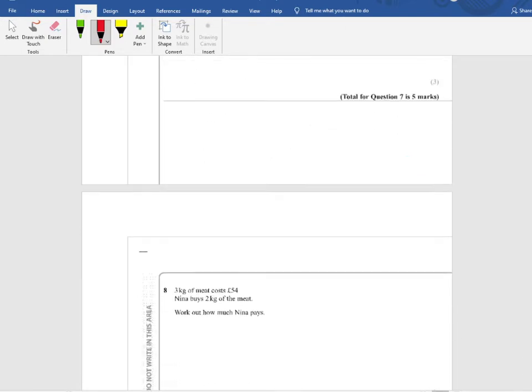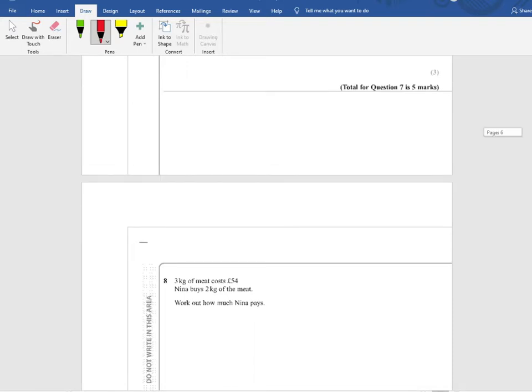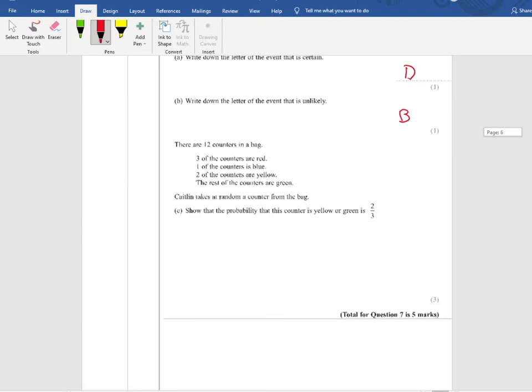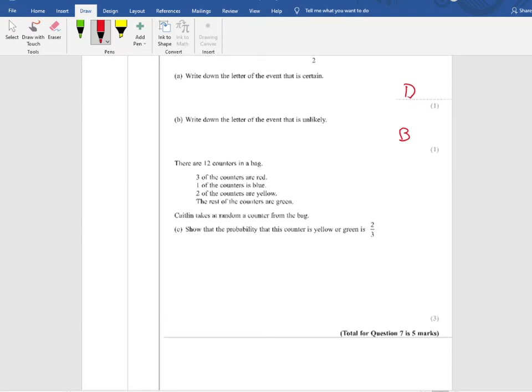There are 12 counters in the bag, wherever the bag's gone. Where's the bag? There. 3 are red, 1 is blue, 2 are yellow, and the rest are green. So if 3, 4, 5, 6 of them are accounted for, the other 6 must be green. So there must be 6 green.